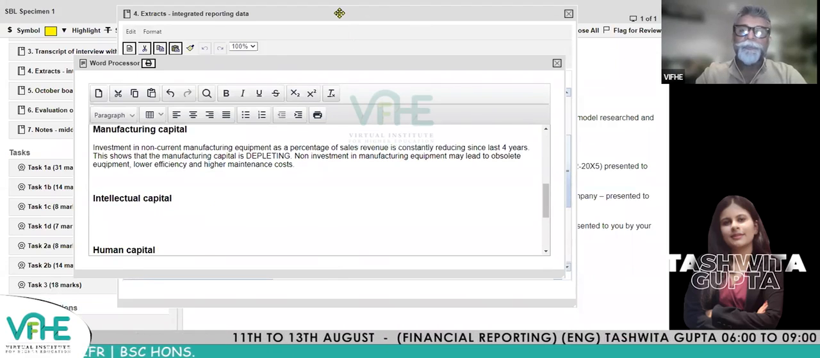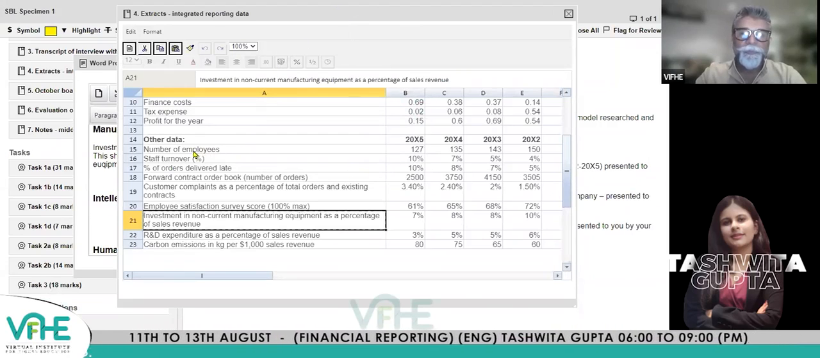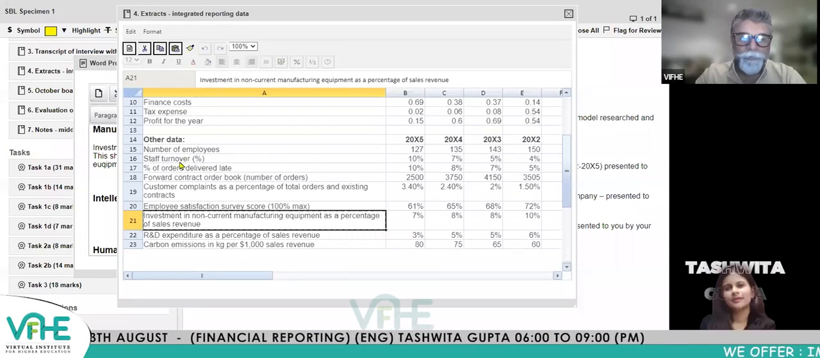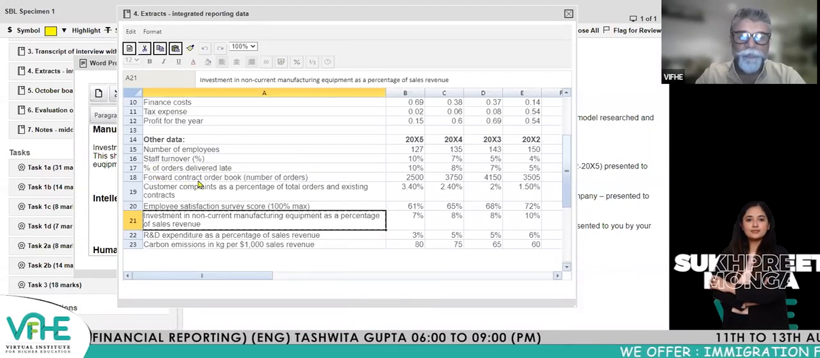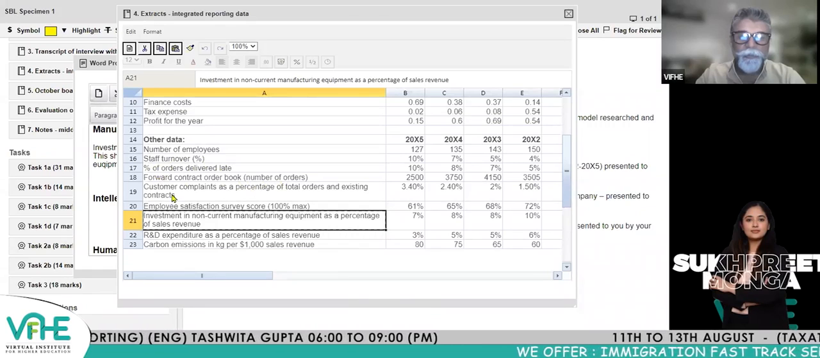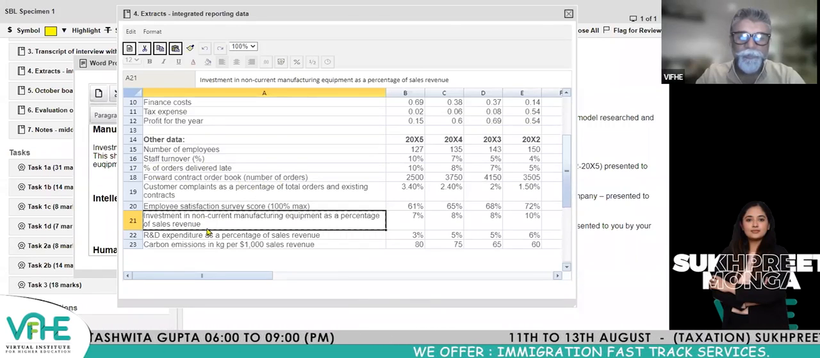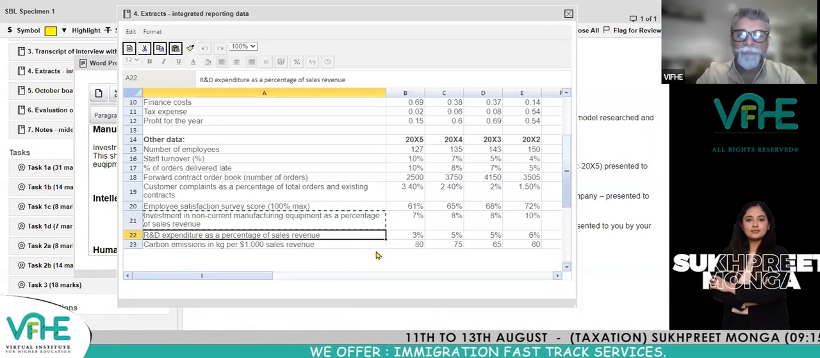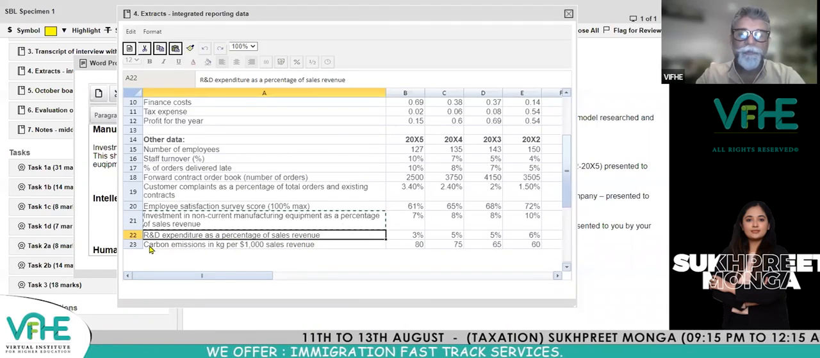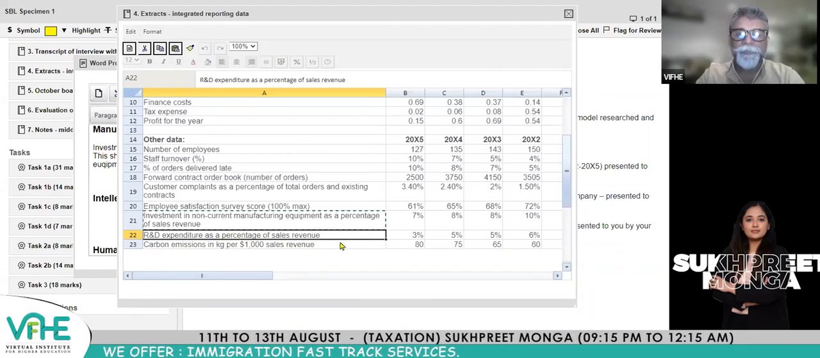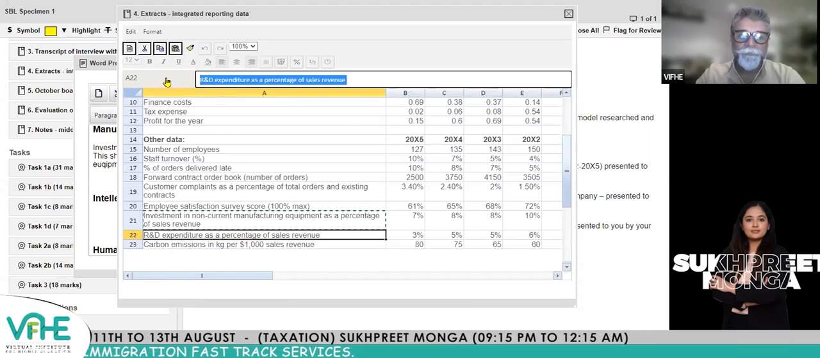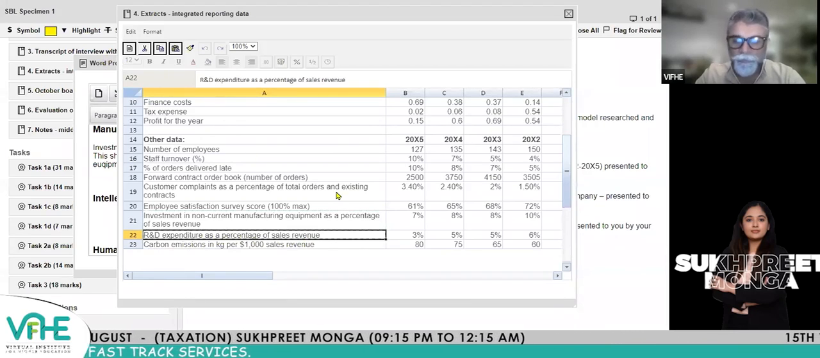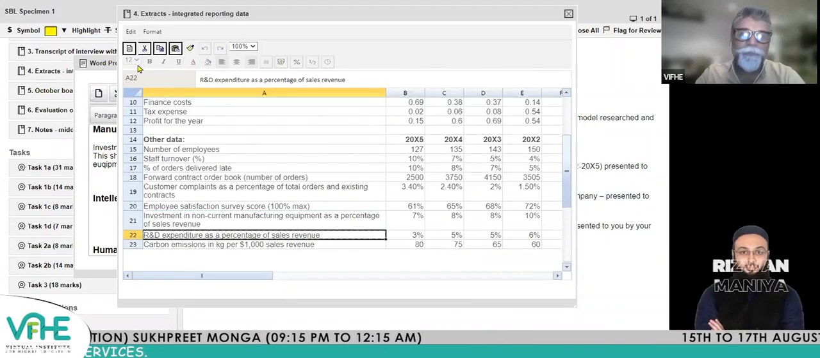Intellectual capital. Do you see any information about intellectual capital? Intellectual capital includes forward contract, customer complaint, satisfaction, R&D. Yeah, intellectual is more about R&D. R&D expenditure as a percentage of sales. I'll just copy it. It says, what's happening? 6553. Whoa.